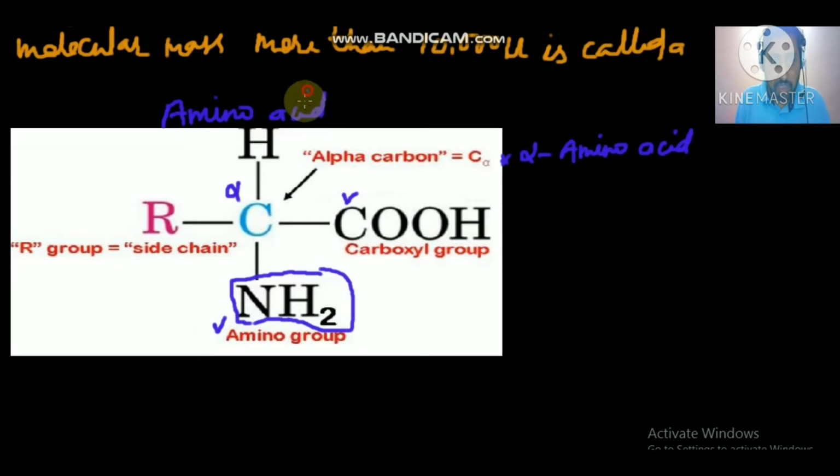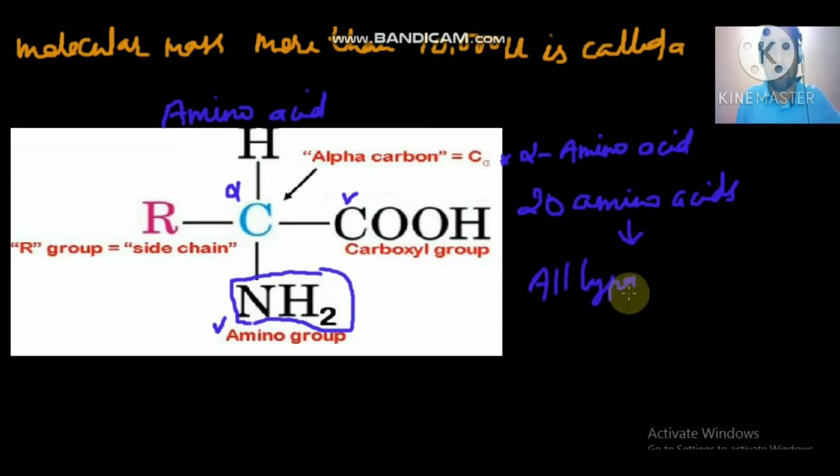In this amino acid is a typical structure. There is an R. When this R is different, it will have different values and different types of amino acid will be there. Today we are having 20 amino acids which are responsible for all types of proteins, whether it is animal protein, plant protein, or microbial protein. So different combinations of R will make different amino acids, and a total of 20 amino acids are responsible for the formation of these proteins.